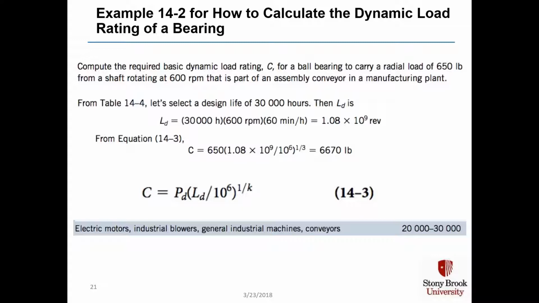And then we use equation 14-3 and we calculate C, the dynamic load rating, and we get 6,670 pounds. And when we go back to table 14-3 and look for a bearing, we need to find a bearing that has a minimum of 6,670 pounds, preferably just a little bit more to make sure you've got a small safety factor.